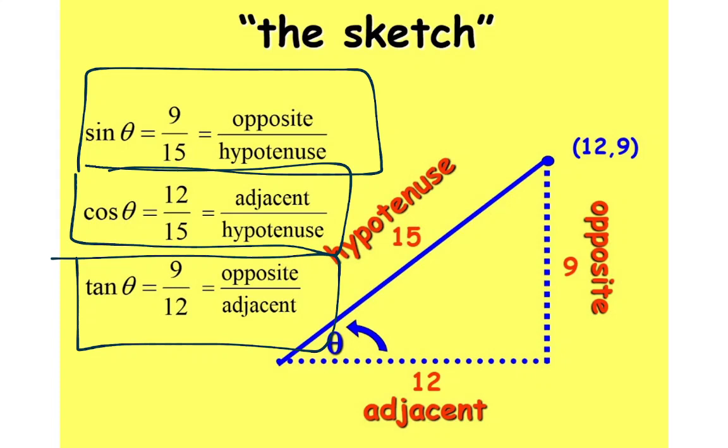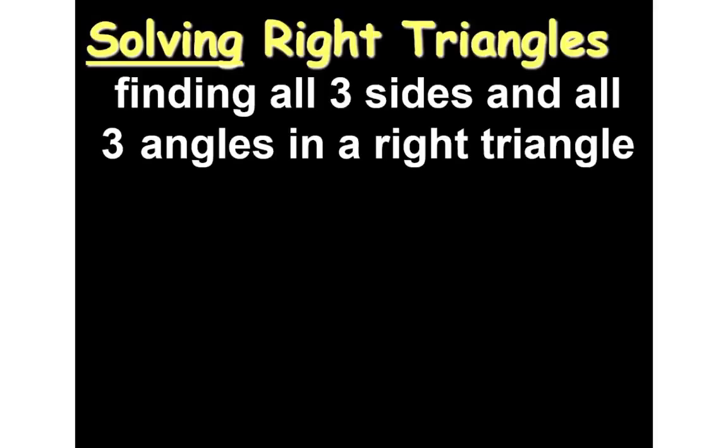Now, what we're going to do is use these new definitions, although I know some of you are saying, I've heard this before, to help us solve a right triangle. Solving a right triangle means that we're going to find all the sides and all three angles. We're going to find all the dimensions of the right triangle.